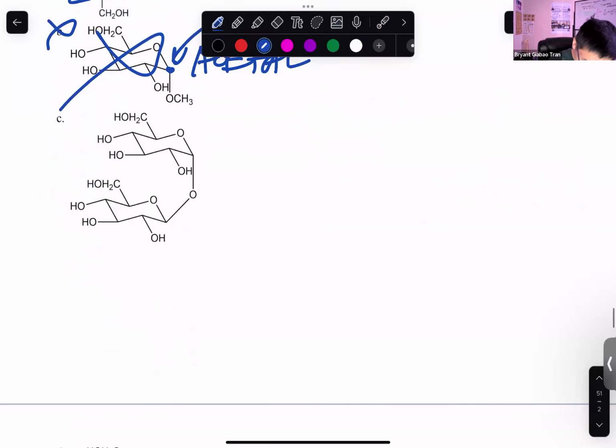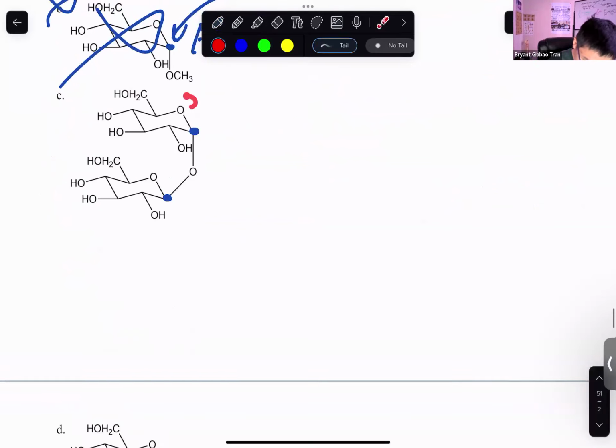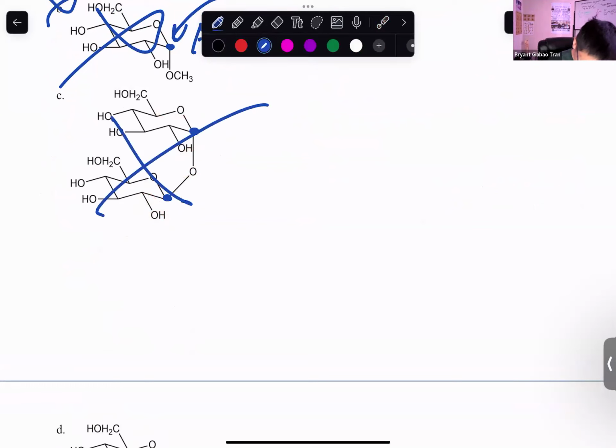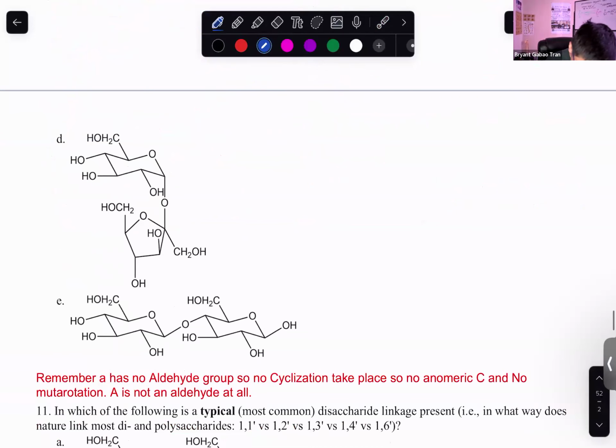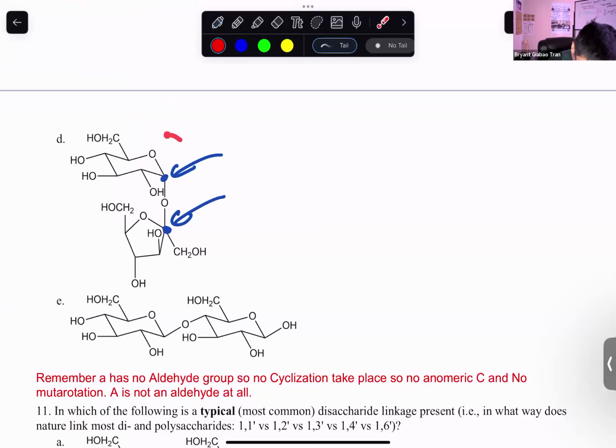For C, we have an anomeric carbon here, where both anomeric carbons have an OR group. Wait, no, that's not the OR group. OR group, making that a non-reducing sugar. So it's not C. Let's look at D here. Anomeric carbon. Both anomeric carbons here have an OR group. So that's a non-reducing sugar. So that's not the answer.